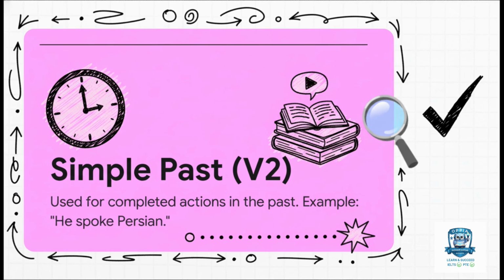I read a book yesterday. The action is complete. And notice the clever little pronunciation trick here. The spelling of read stays the same, but we say it like "red." Same letters, different time.